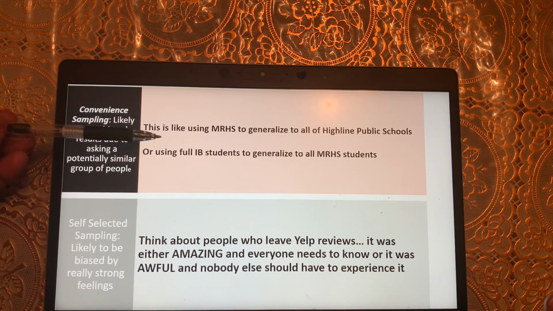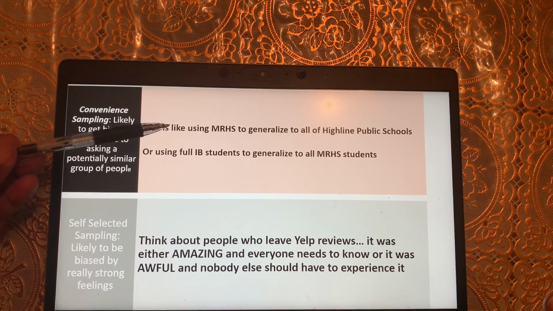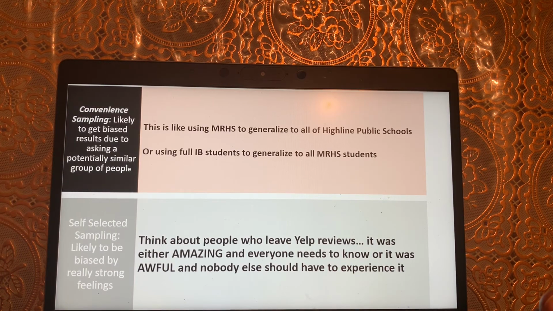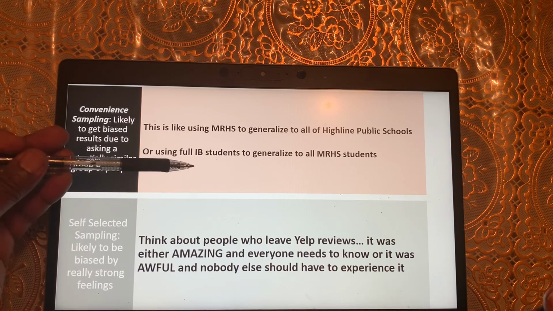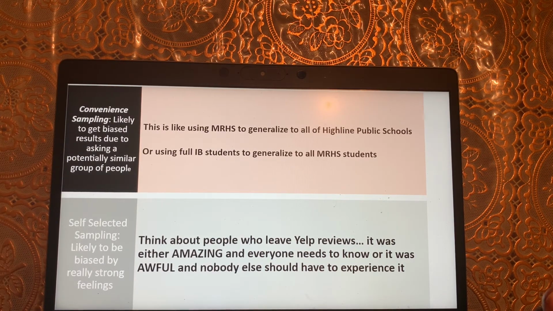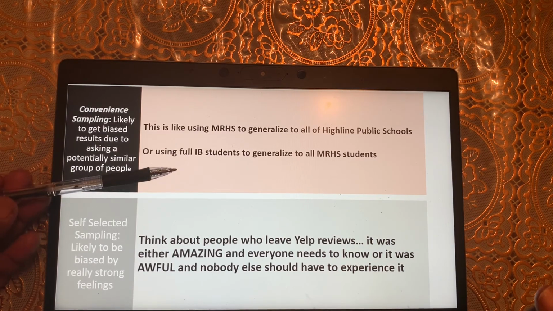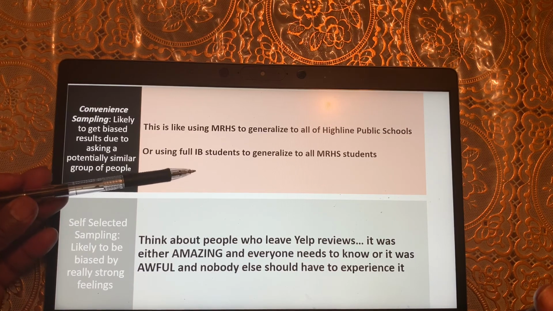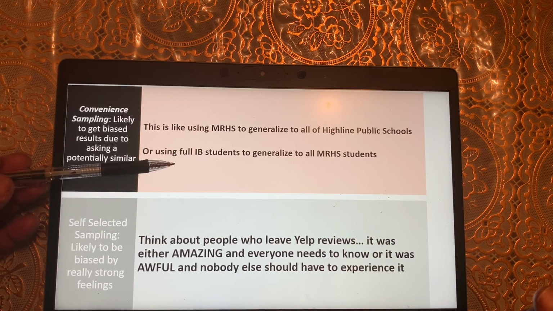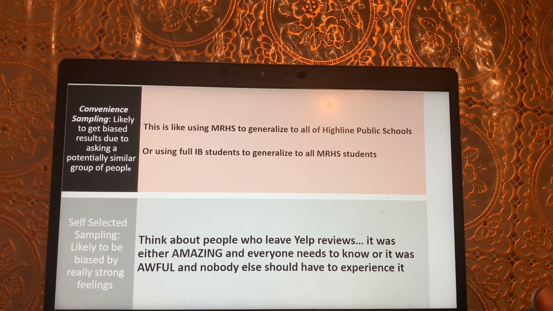Convenience, because we are at Mount Rainier and taking only from that high school, is not the best way of sampling. Or using only IB students to generalize to all Mount Rainier High School students is also not okay, it will be biased. We can't generalize from a specific group to the whole group just because it's convenient for us. We have to use the other types of sampling methods, such as stratified, systematic, and the others.